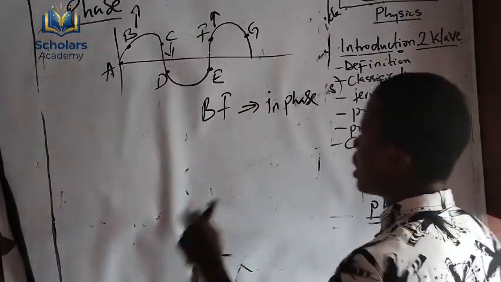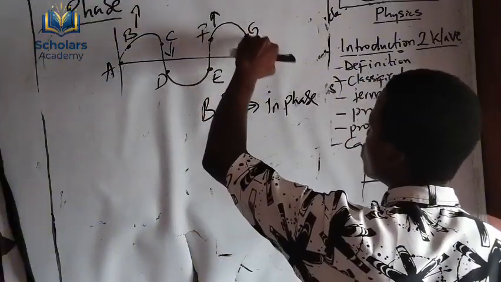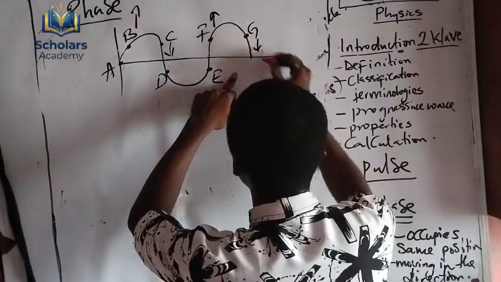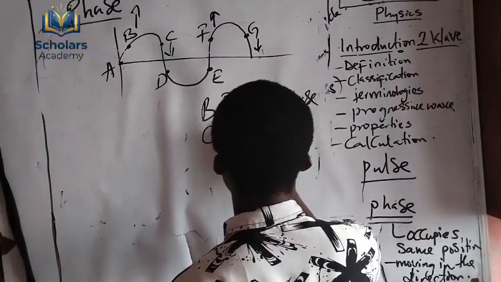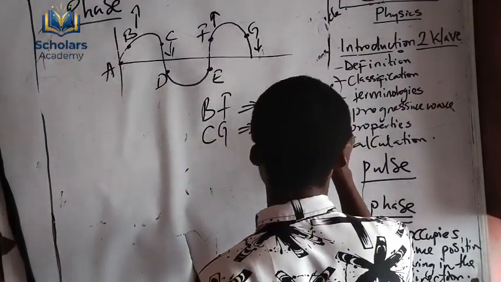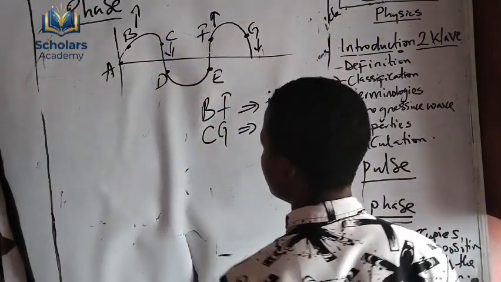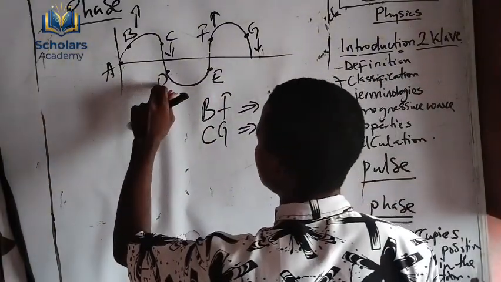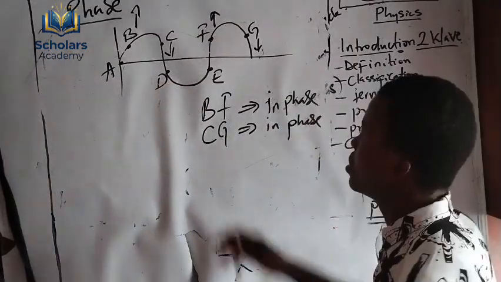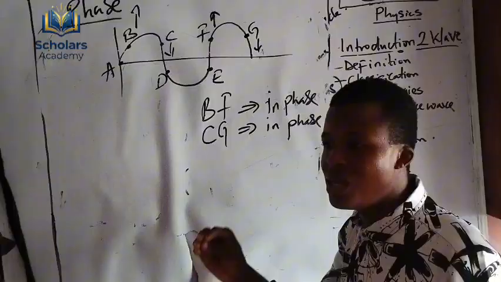Are you with me? Now let's look at C and G. C is coming down, in the same position as G, and G is also coming down. It means that C and G are also in phase. But B and C are out of phase. Now let's look at D and E. Are they in phase? No, they are not in phase. So we can say that D and E are out of phase. Also, C and D are out of phase because they do not occupy a similar position.